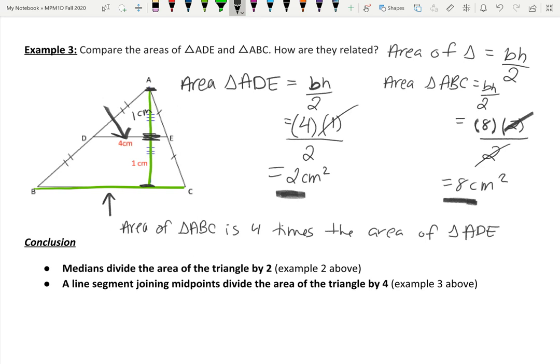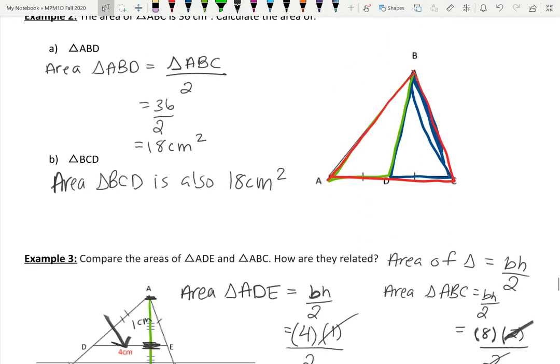So conclusion, a few points here. The medians divide the area of a triangle by 2. So remember, the median is the line segment that connects the vertex to the opposite midpoint. So that would divide the total area into 2. Okay, so these 2 areas would be equal.